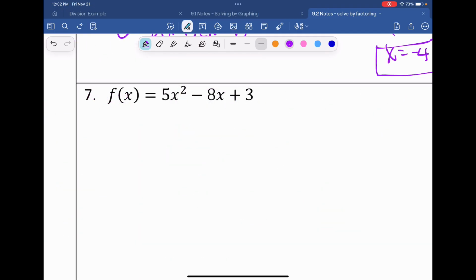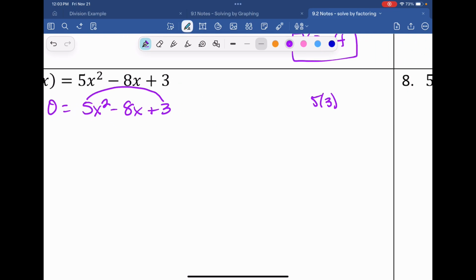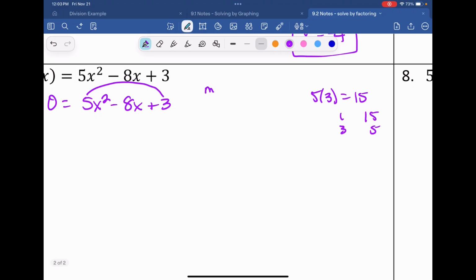All right, this says f of x, which is really just fancy y. You're still going to set it equals 0. Multiply 5 by 3. No GCF because 5, 8, and 3 don't share anything. Let's see. Factor pairs. There's only those. This one, because of the A being not a 1, we have to multiply to AC. In this case, that's 15. And it has to add to negative 8. So both factors negative. And I can see it right there.